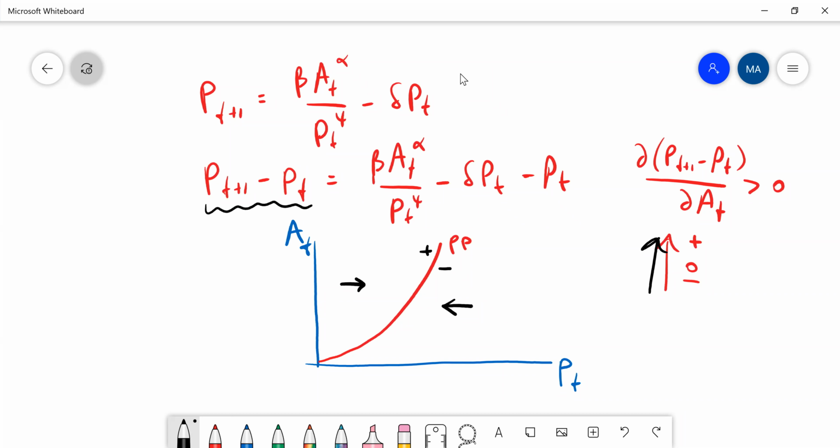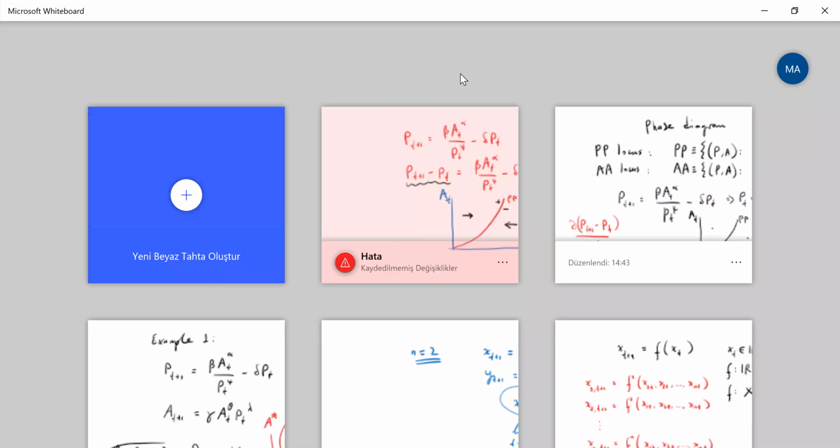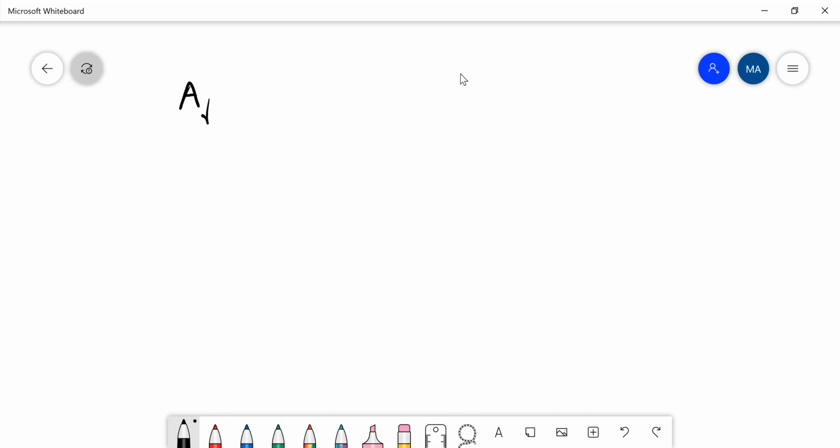So next, we have the AA locus. So your equation was like this, if I remember. So it is A_t to the theta, right? So this is theta, right? Just to make sure. And this is lambda, I suppose. Is that correct?